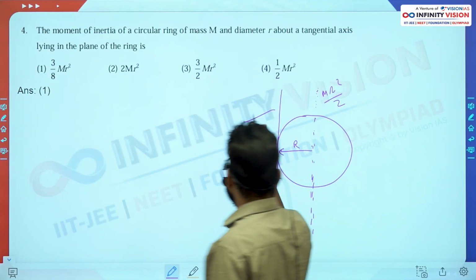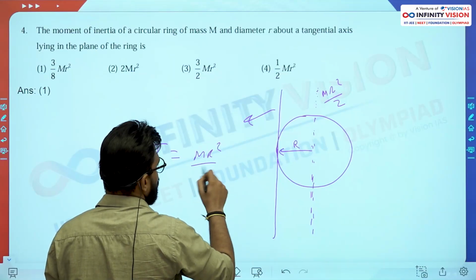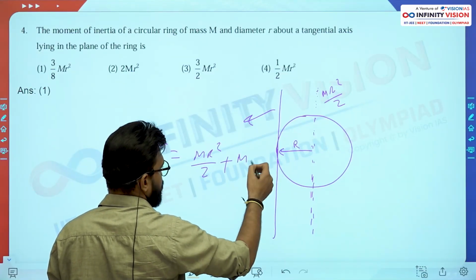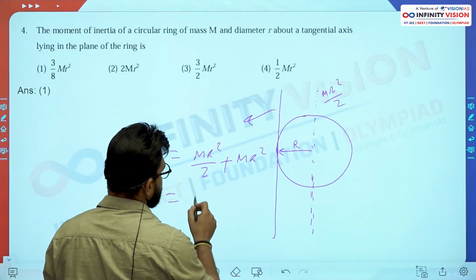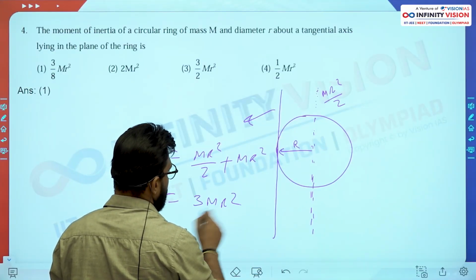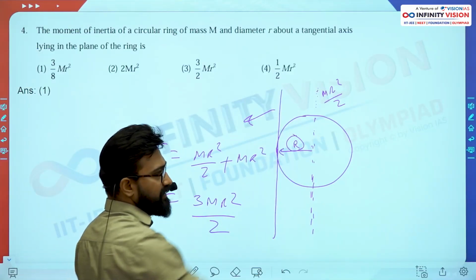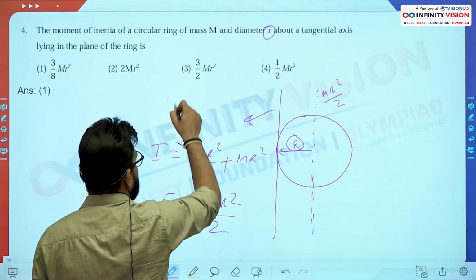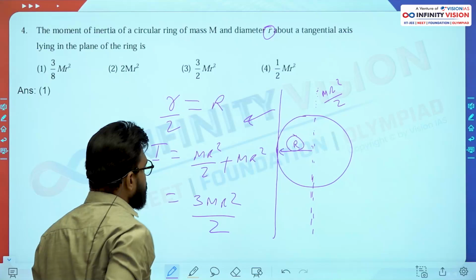So the moment of inertia along this would be equal to mr square by 2 plus total mass into the shifting distance, which is r square. Okay, so it would be equivalent to 3 mr square by 2. Remember, here we have taken this as the radius. You have to calculate it in terms of diameter. So the small r is the radius and the diameter is d, so this diameter divided by 2 is nothing but your radius.